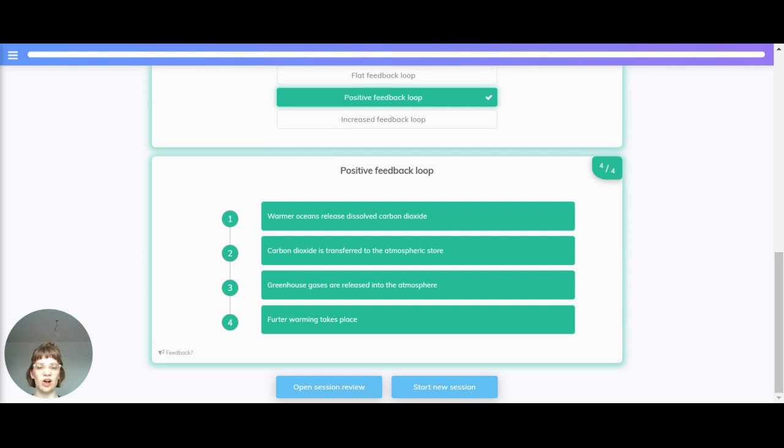Warmer oceans release dissolved carbon dioxide. Carbon dioxide is transferred to the atmospheric store. Greenhouse gases are released into the atmosphere and further warming takes place.